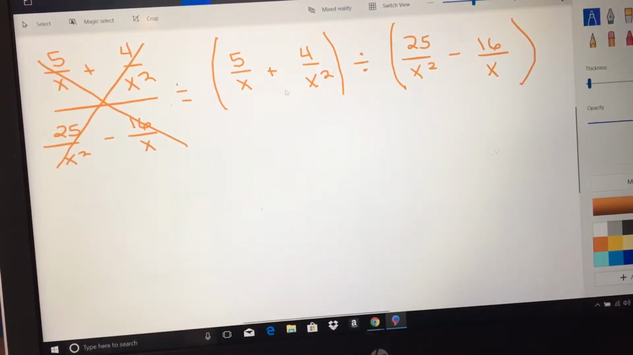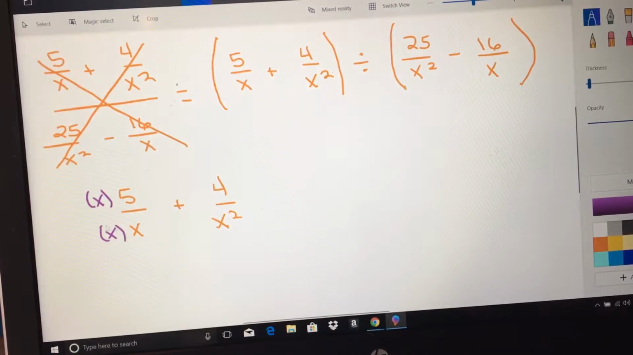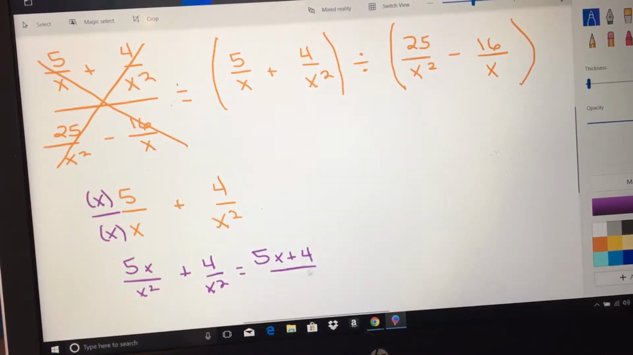Okay, so the first thing I'm going to do is simplify 5 over x plus 4 over x squared. Well, my common denominator here is x squared because this is missing an x. So I have to multiply both of these by x. That's going to give me 5x over x squared plus 4 over x squared. And then I go straight across: 5x plus 4 over x squared. Okay, so that is my new fraction 1.